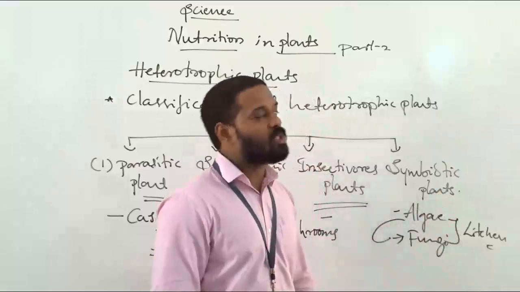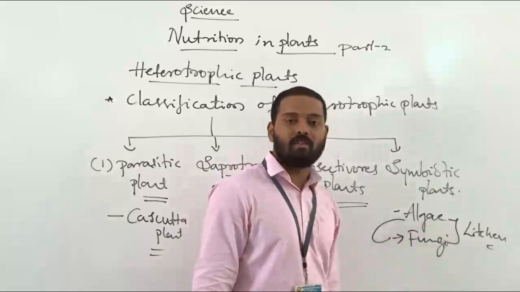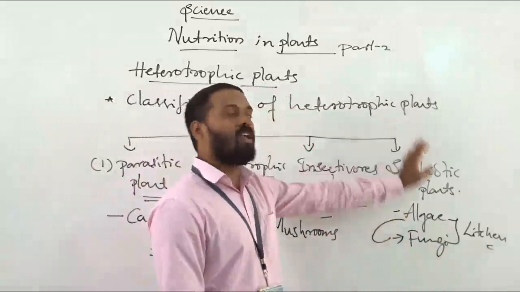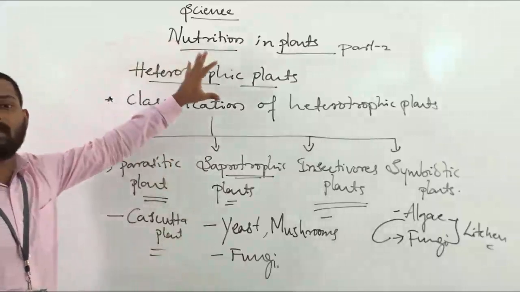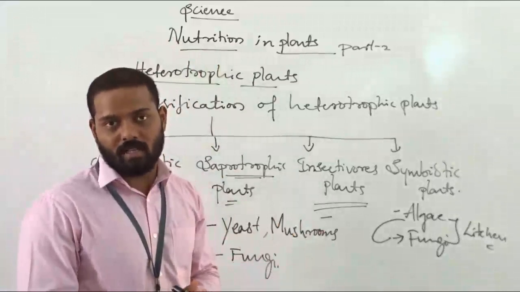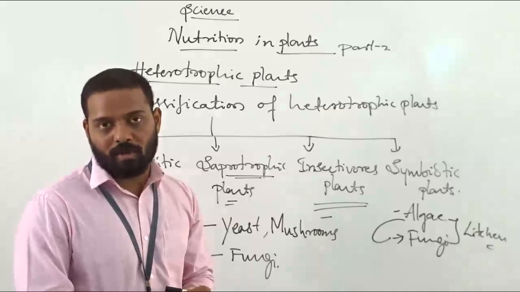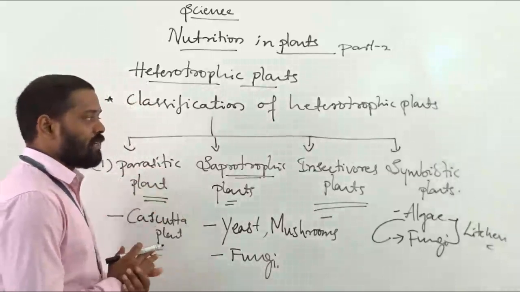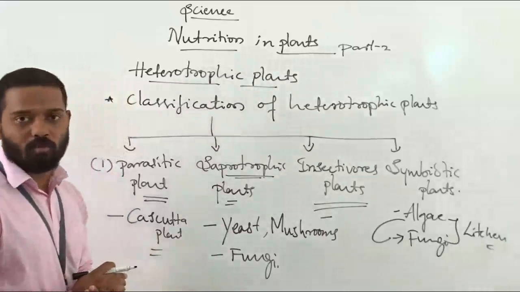In this symbiotic relationship, it also comes under heterotrophic, because algae is preparing the food, whereas fungi is what we can call heterotrophic. So in that way we are considering that. Okay, understood? So what are heterotrophic plants? Those plants depend for food on other living organisms or other plants. Examples of heterotrophic plants are parasitic plants, saprophytic plants, insectivorous plants, and symbiotic plants.